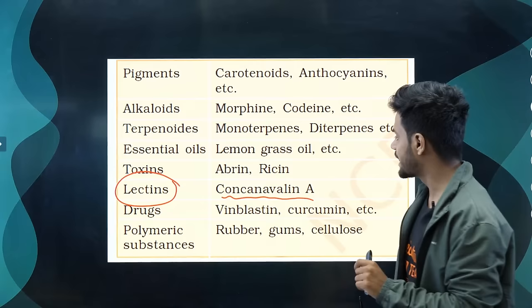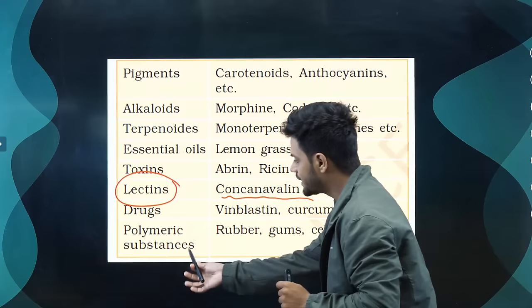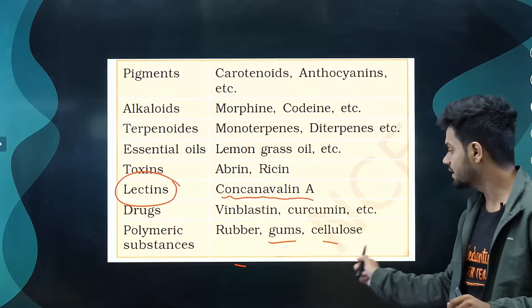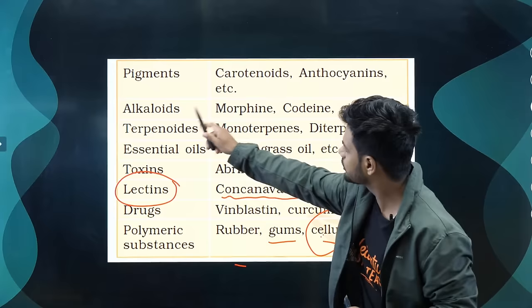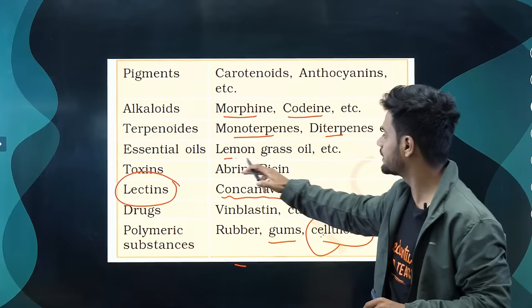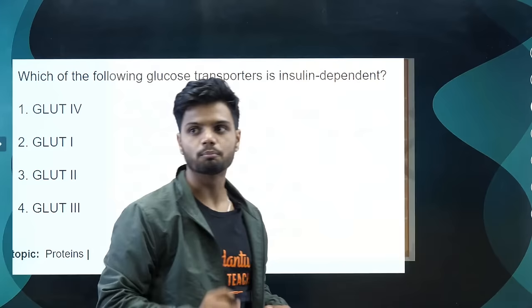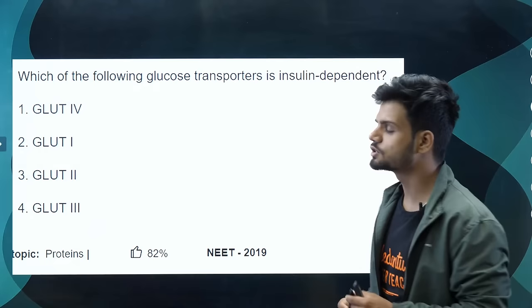They can ask you about a drug. Drug is going to be vinblastine and curcumin. Polymeric substance, rubber, gums, and cellulose. So there is a question based on this cellulose here. Alkaloids are morphine and codeine. Terpenoids are monoterpene, diterpene. Essential oil is going to be lemongrass oil. And pigments are going to be carotenoids, anthocyanins. Very important.